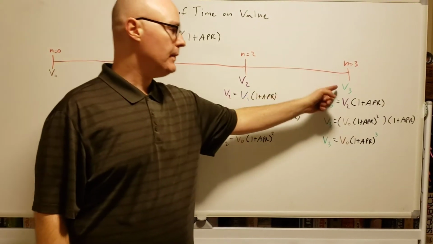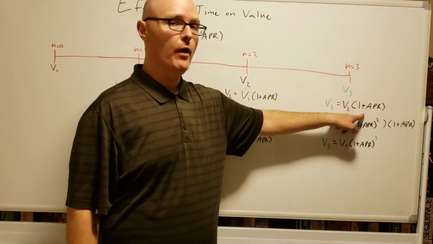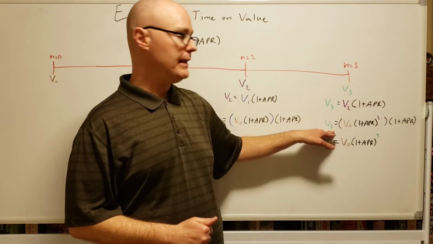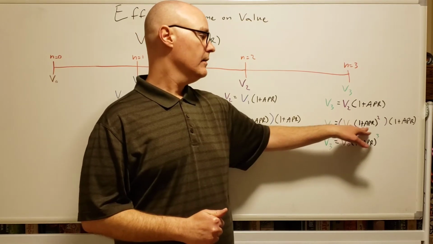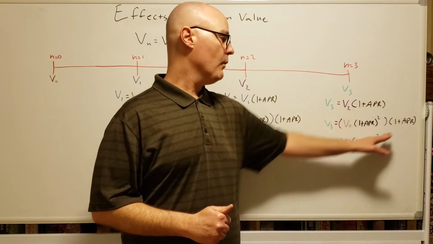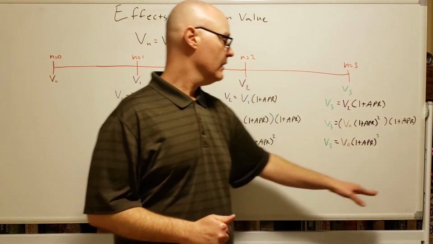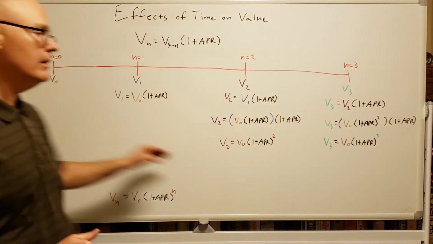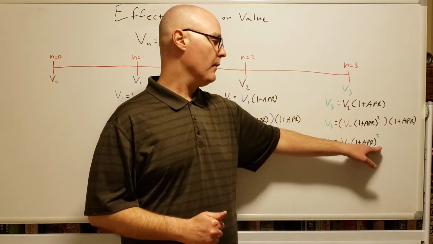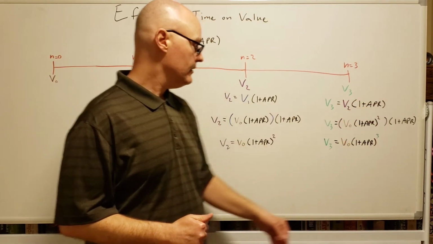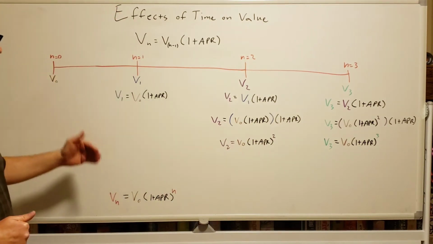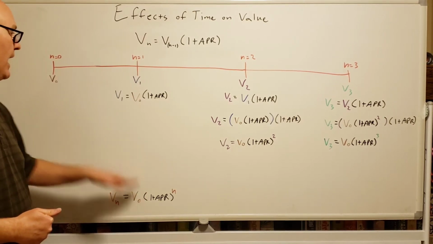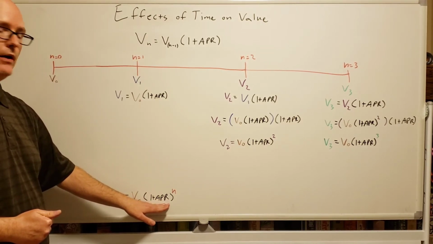Continuing this on, the value at year 3 is equal to the value at year 2 multiplied by 1 plus the APR. Substituting in the value at year 2, I get the value at year 3 is equal to the value at year 0 multiplied by 1 plus the APR to the power of 2, that whole quantity multiplied by 1 plus the APR. I can simplify that to the value at year 3 is equal to the value at year 0 multiplied by 1 plus the APR to the power of 3. If I continue this on to some future n, I could say that the value at that future year, at n equal to n, is equal to the value I start with multiplied by 1 plus the APR to the power of n.